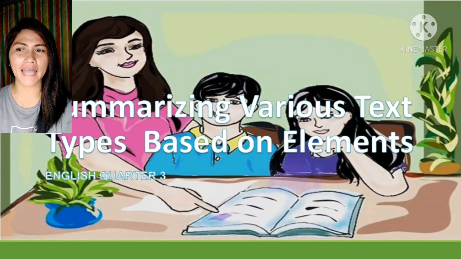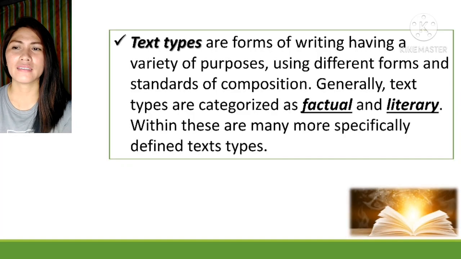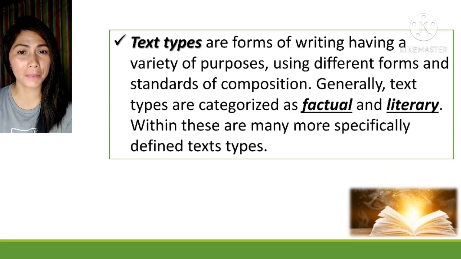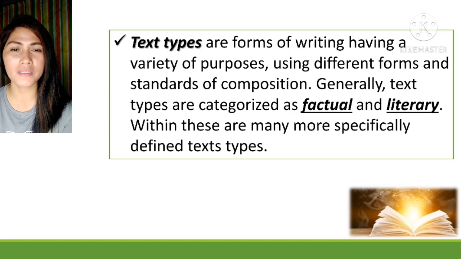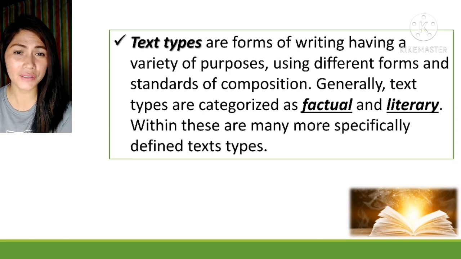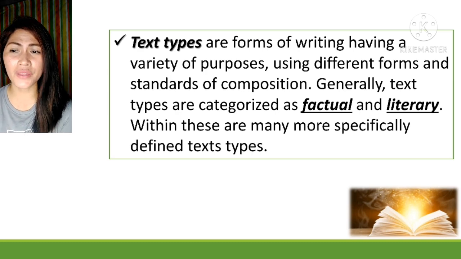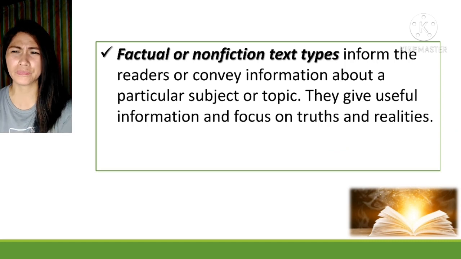Summarizing various text types based on elements. What is a text type? Text types are forms of writing having a variety of purposes, using different forms and standards of composition. Generally, there are two categories, the factual and literary. Within these are many more specifically defined text types.